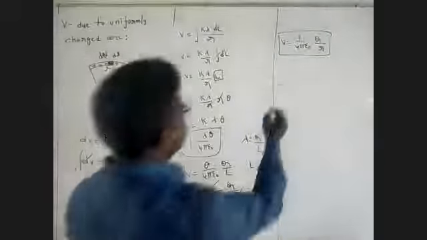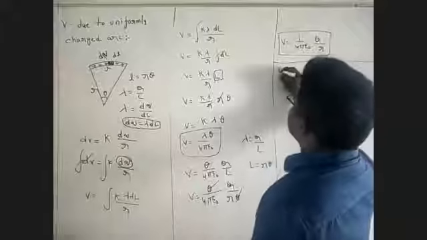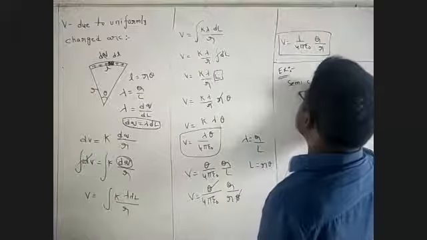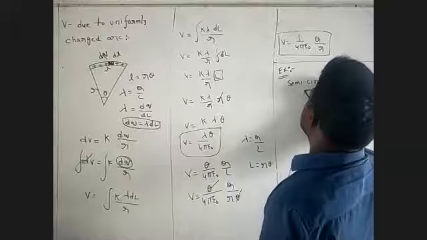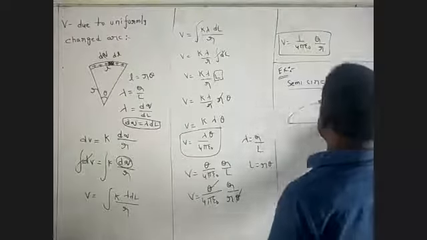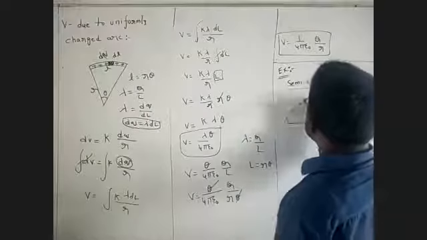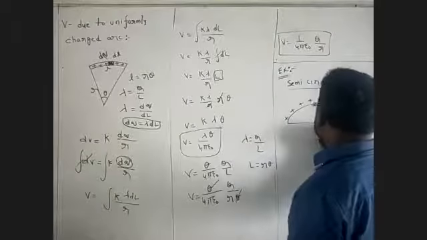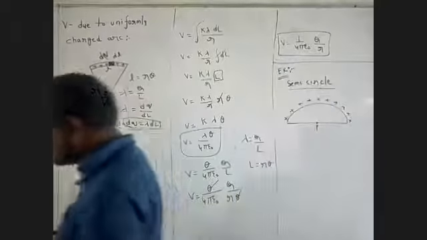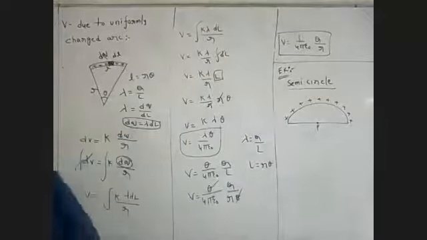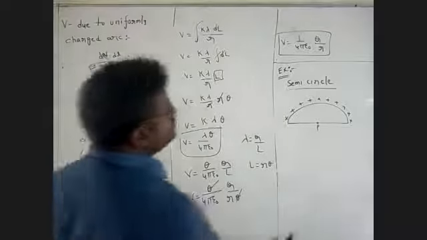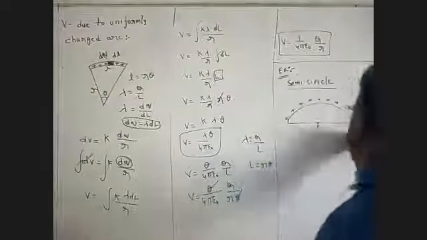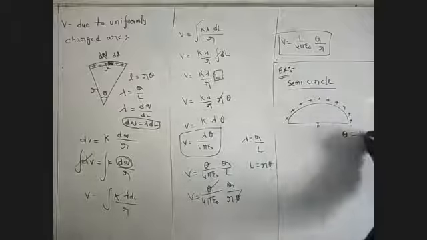For example, a related problem: a semicircle. Positive charges are uniformly distributed along the semicircle. This is the point P. At this point P, we have to find the electric potential. So what is theta? For a semicircle, theta is equal to pi.